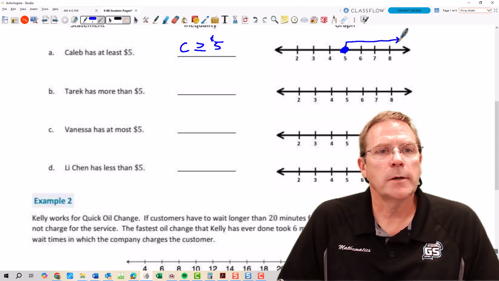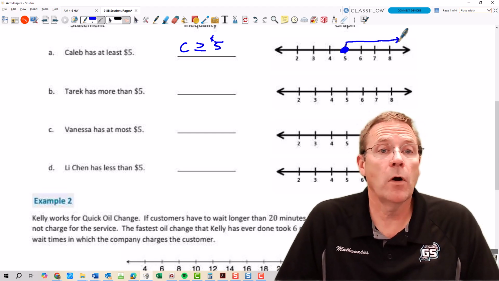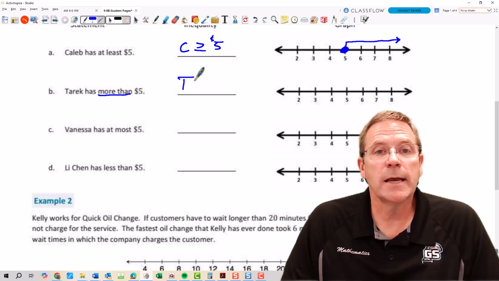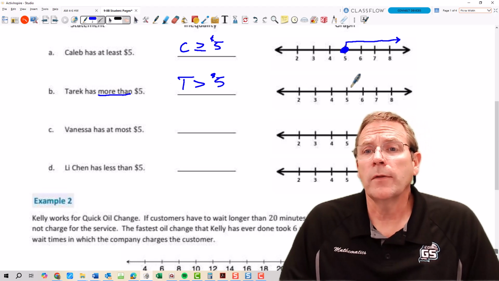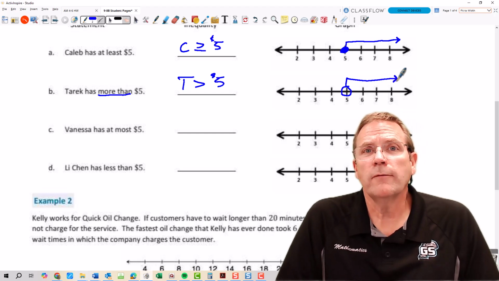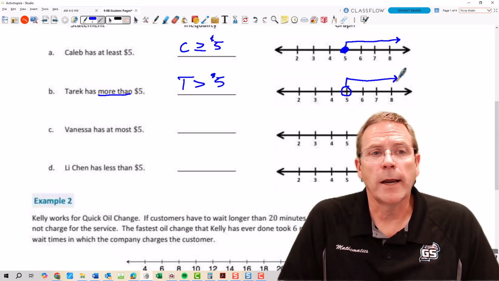For this one, Tarek has more than $5. Well, once again, this time we have T, and we have more than, that means he has greater than $5, but is there any equal to in there? No, there isn't. So this time we're going to use an open circle on the 5, and once again, he has more than 5, so the arrow is going to go to the right.